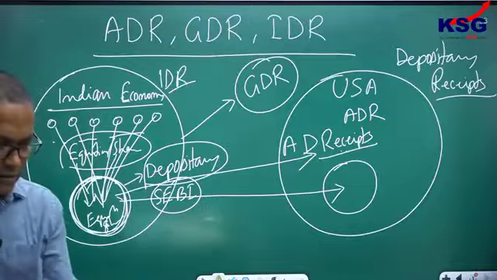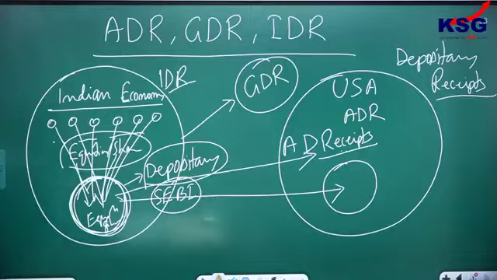Okay, please write a few lines. Right. A depository receipt is a financial instrument representing certain securities like shares, equities, etc., issued by a company in a foreign jurisdiction. Okay, full stop, right?